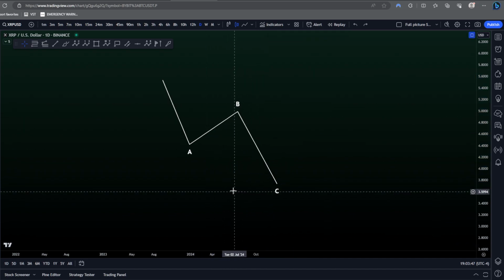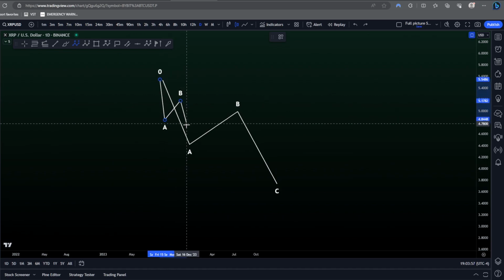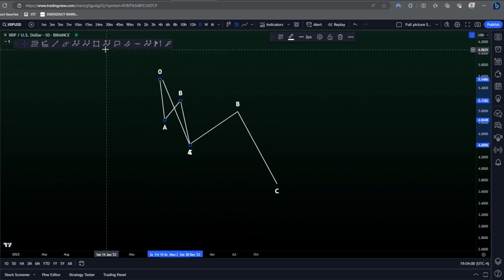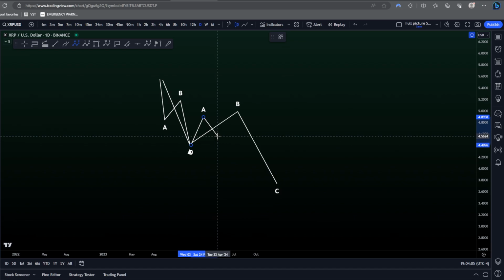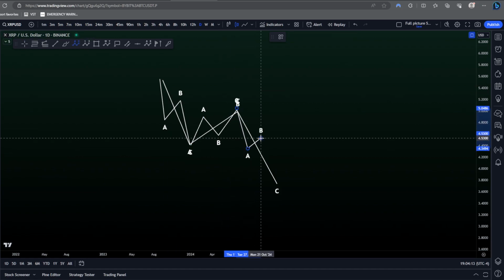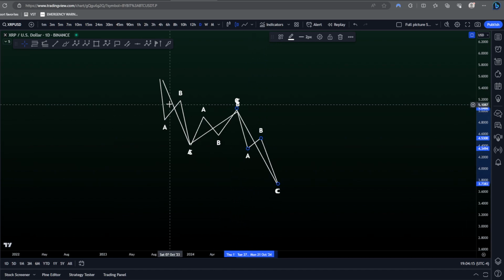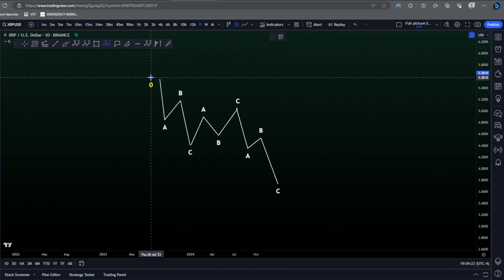But the world isn't always perfect. So what might happen is you might have something like this. You think it's done. You get an impulsive wave. Oh, we're gonna go. But it's just another ABC and it corrects again. And what that ends up being, I'm gonna get rid of our larger ABC. Here you can see it's a bunch of ABCs. What we call that is a WXY.